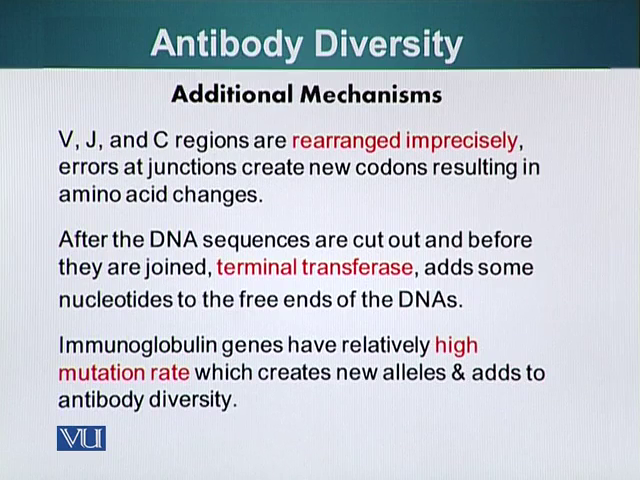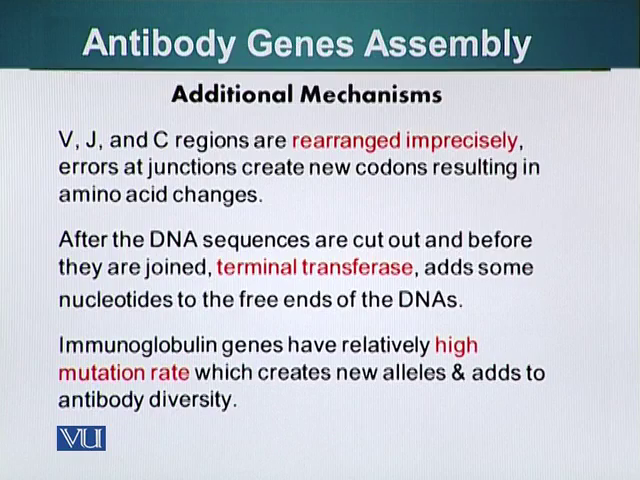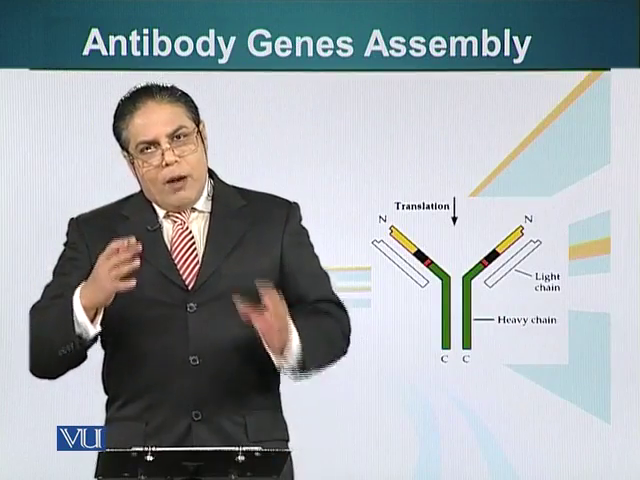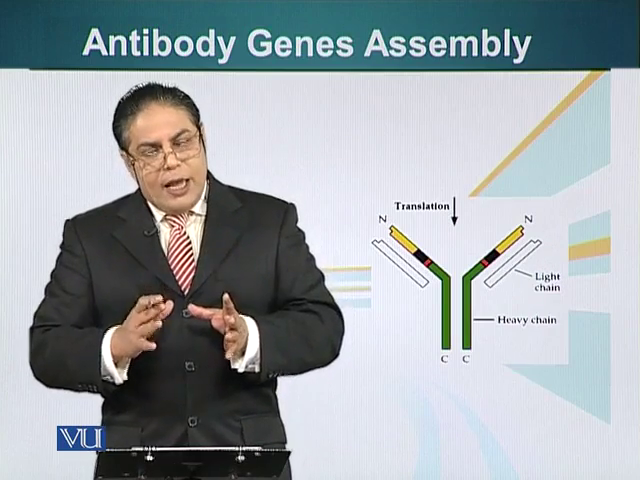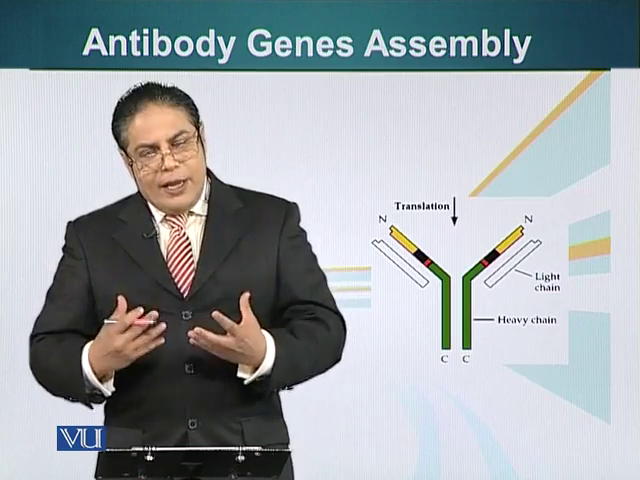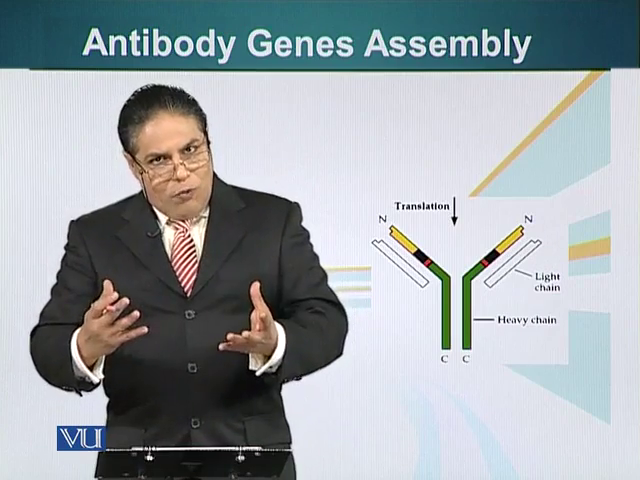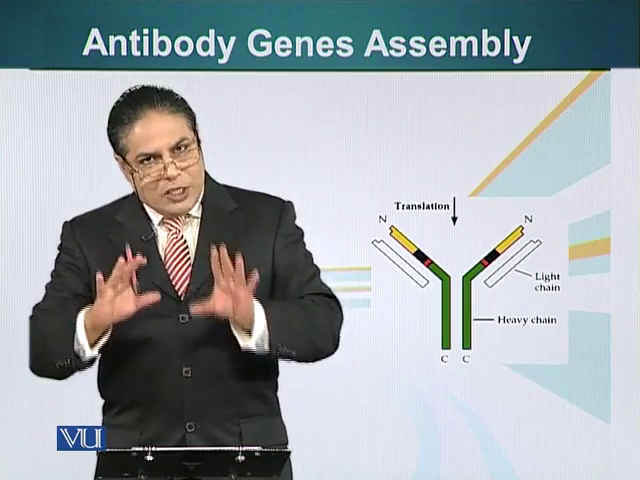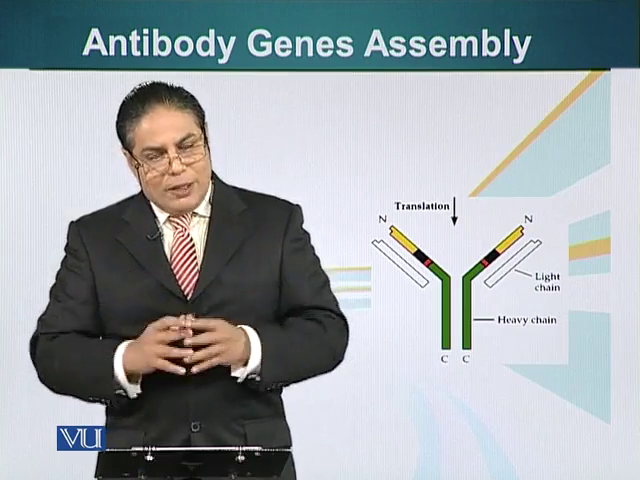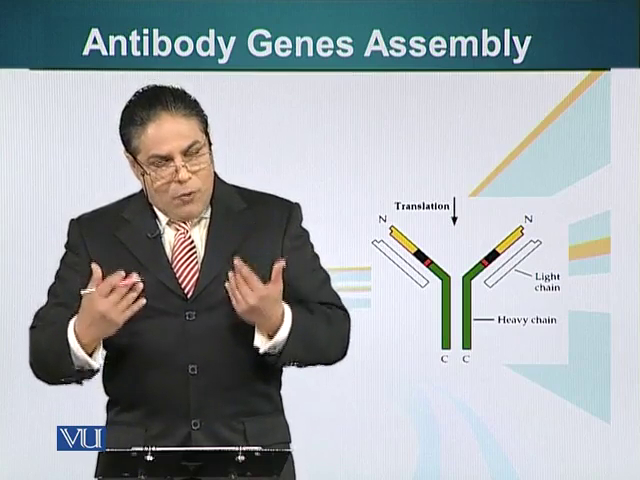Additionally, immunoglobulin genes have a relatively high mutation rate, which also generates more alleles and ultimately leads to antibody diversity. So here we have just talked about another very important feature of the immune system, which is diversity. Our immune system is ready to go and fight war for us no matter what the pathogen is. It has all the different types of armies specializing against pretty much all the pathogens that can possibly be encountered by us.